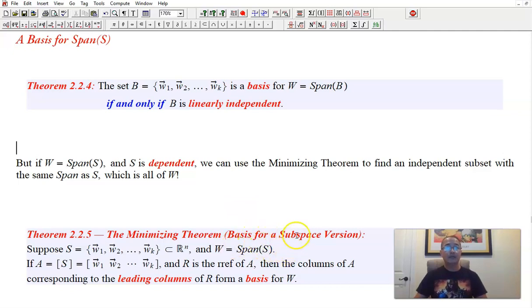We will call it a basis for a subspace version. Suppose you have a set of vectors w1 to wk from Rn, and W is their span. Create the matrix A. Again, we call that the matrix of S, made with the columns w1 through wk, and you get the REF R of A. Then the columns of A corresponding to the leading columns of R will form a basis for W.